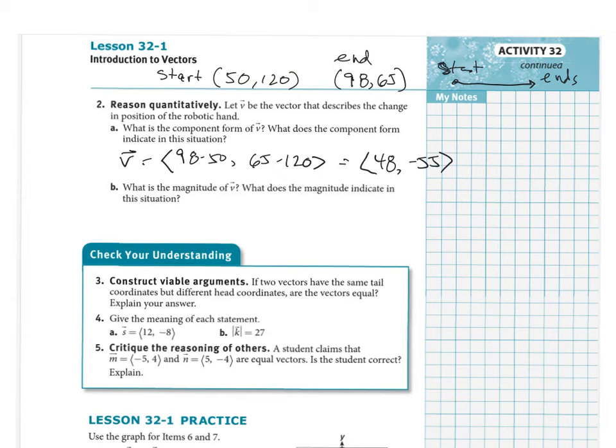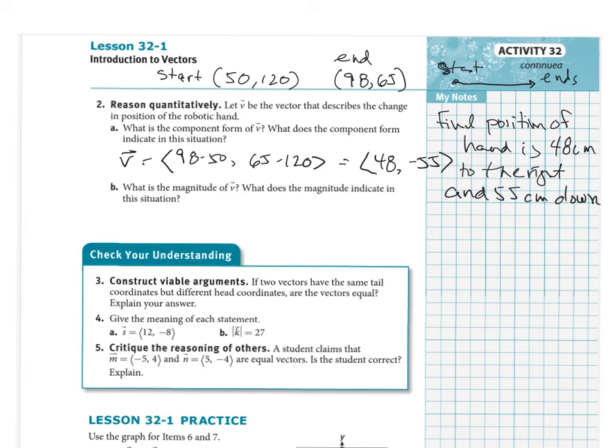And so then the question says, what does this really mean in this situation? This was measured in centimeters. Again, I know we didn't go through it, so let's make it make some sense. So the final position, or ending position of the robotic hand, is 48 centimeters to the right and 55 centimeters down. So don't put the negative. Make sure you write the word down.